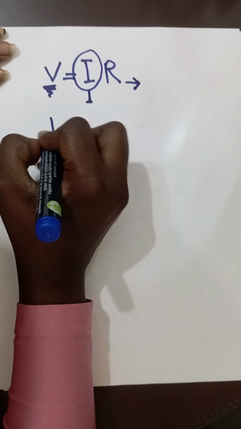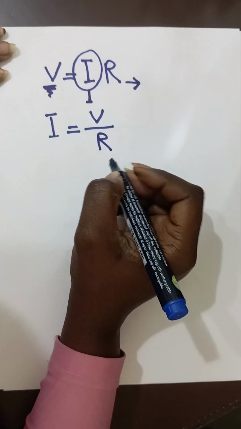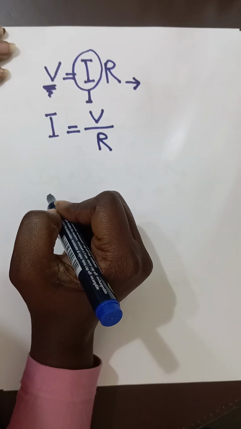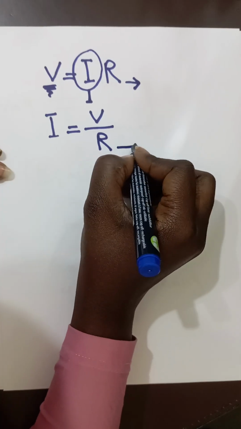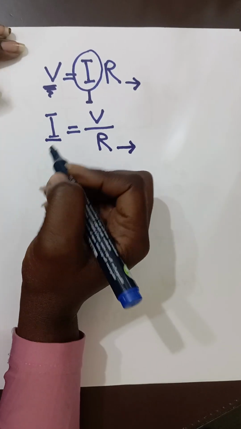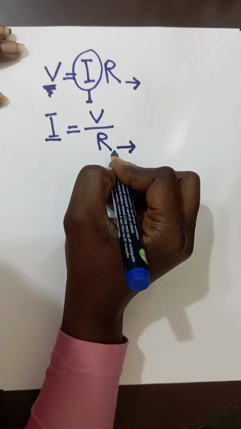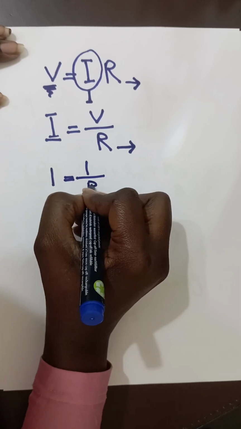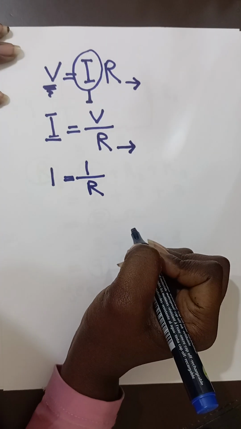Okay, I equals V over R. The relationship between I and R is inversely proportional. So if we increase the resistance, the current will decrease. If we increase the current, the resistance will decrease. I equals 1 over R. The relationship between I and R is inversely proportional.